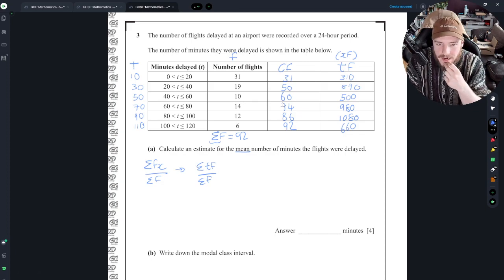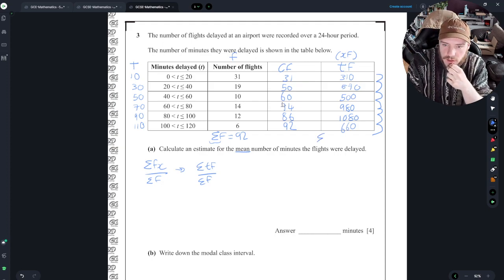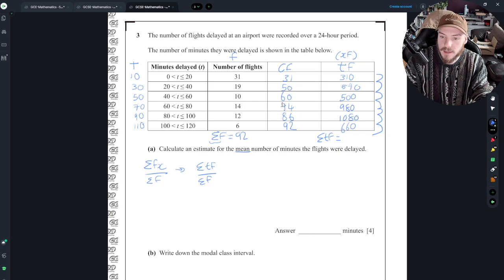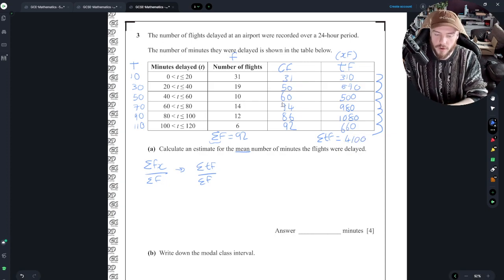Okay, so again, this sum of TF is just us adding all these values together. So the sum of TF is equal to, I'm going to calculate that now, 310 plus 570 plus 500 plus 980 plus 1080 plus 660. So our sigma TF, our sum of TF, is 4,100.